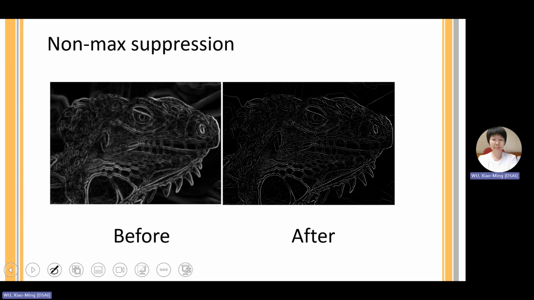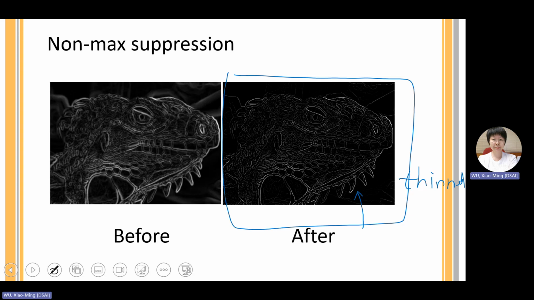And you can see that after non-maximum suppression, for each edge there is only one pixel reserved. I mean, the edges are thinned. After non-maximum suppression, the width of the edge is only 1 pixel. So the effect after non-maximum suppression is much more desirable than before.